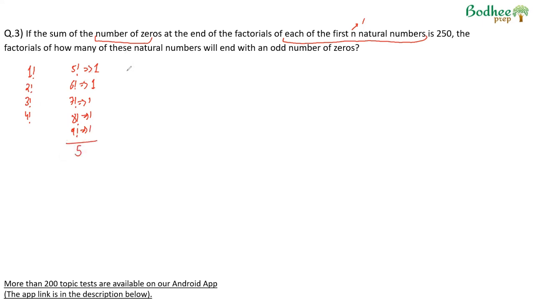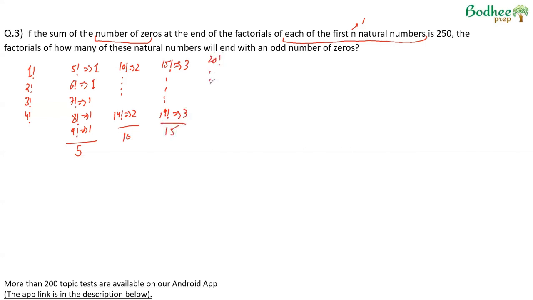The moment we reach a multiple of 5, the number of zeros increases. So 10 factorial has 2 zeros. This goes on till 14 factorial. So the sum of the zeros for 10, 11, 12, 13, 14: 5 numbers having 2 zeros, so 5 times 2, that is 10. Similarly, from 15 factorial, the number of zeros will be 3. This will go until 19 factorial. So we'll have 15 zeros.